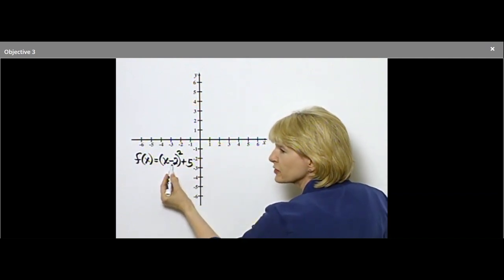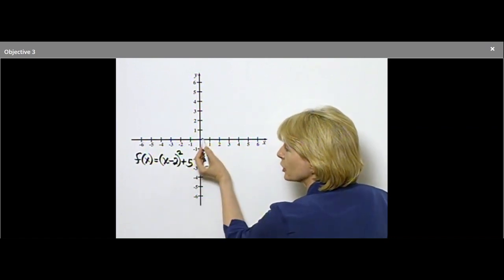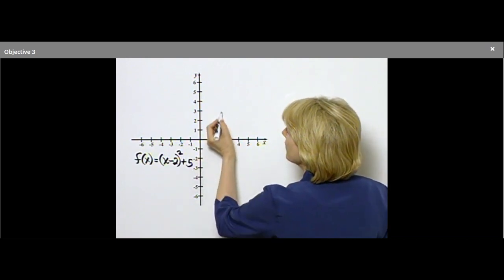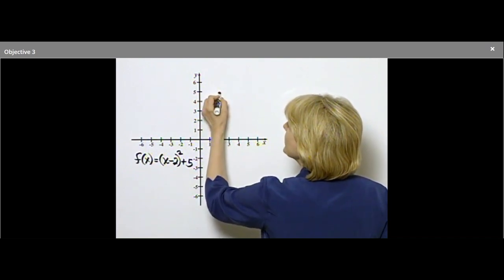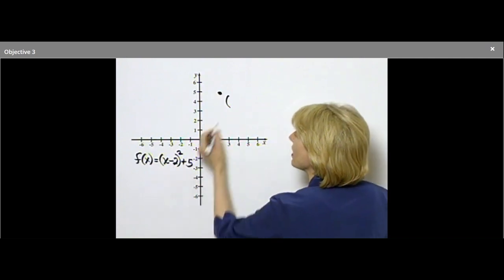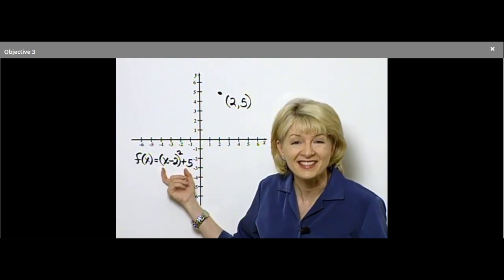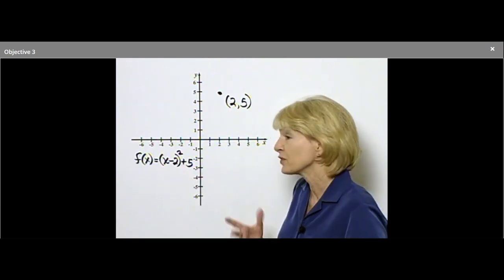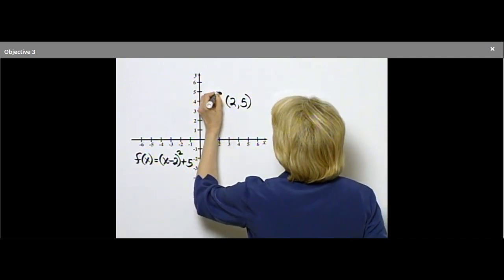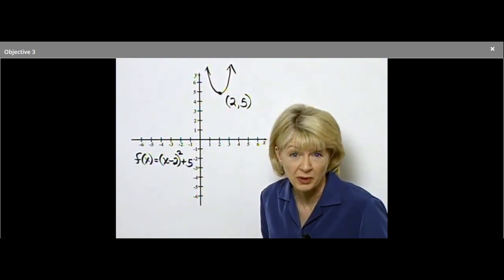This means a movement of 2 units to the right, 5 units up. So instead of the vertex being at (0, 0), it moves 2 units to the right, 5 units up, and here is the vertex. The vertex is at (2, 5). It just opens upward and has the same exact shape as that first parabola that I graphed, f of x equals x squared. So just sketch in. That's all we're doing right now is sketching graphs of parabolas.